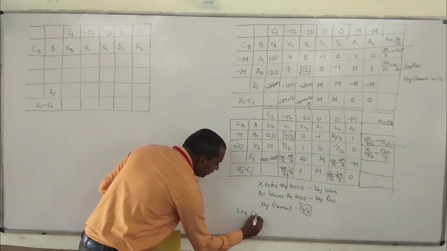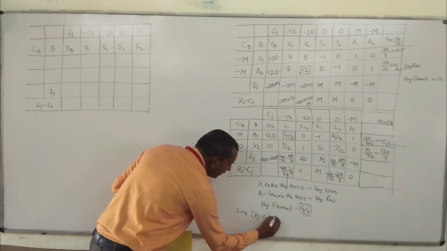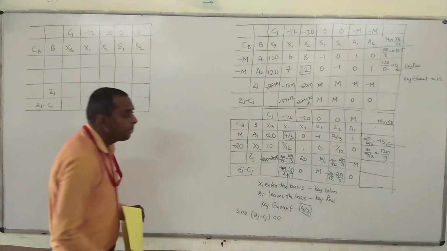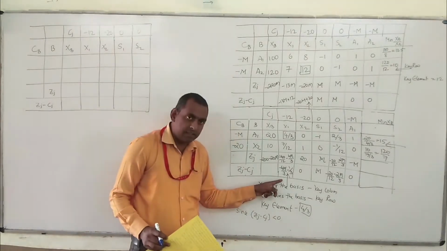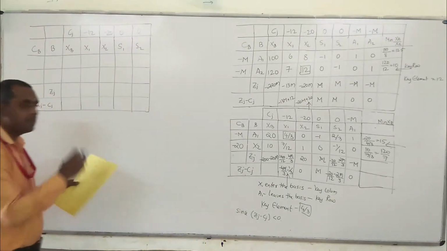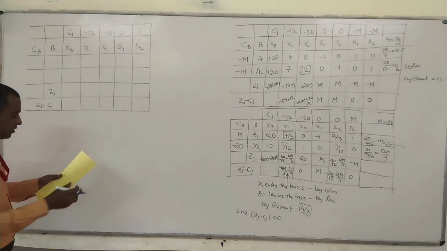So then we are supposed to go to the next simplex table, since Zj minus Cj is less than 0. When Zj minus Cj is less than 0, go for the next simplex table. So the next simplex table is like this, and this is the last iteration.